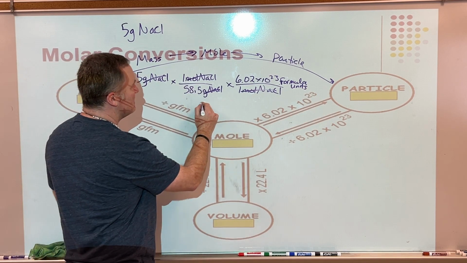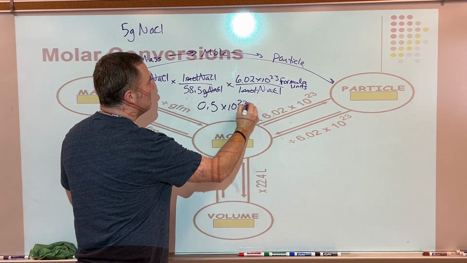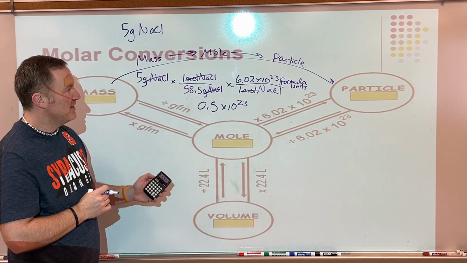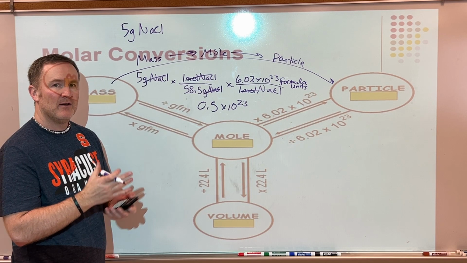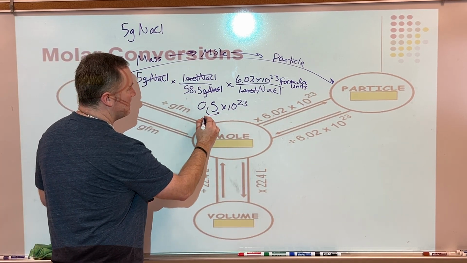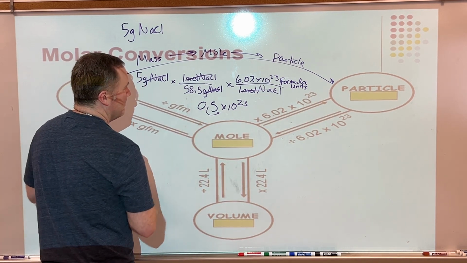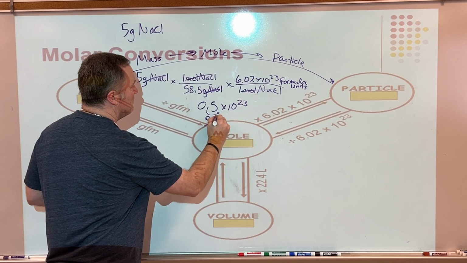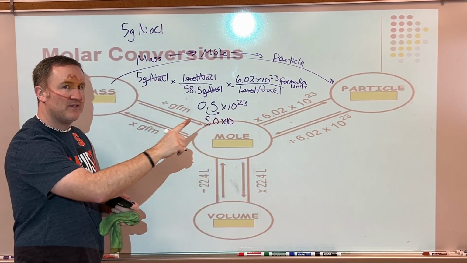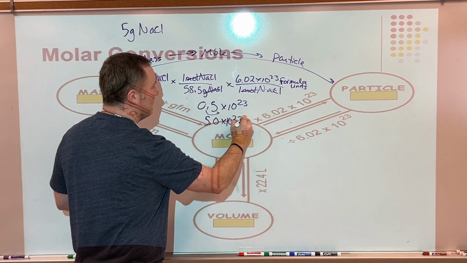And what we get is 0.5 times 10 to the 23rd. Now, 0.5 would not be correct because it's not a number between 1 and 9.9. So I've got to move my number over one place. We call it 5.0. Because I'm normally going to the right with 10 to the 23rd, and I've already moved it one place, now it's 10 to the 22nd.